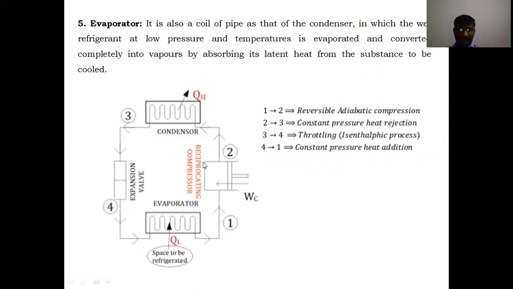That vapor is again sent to the compressor. This is the compressor, a reciprocating compressor, to which the work is given to the system, okay, WC. And this is the condenser at which the heat is rejected to the atmosphere. Okay, this is represented as QH.